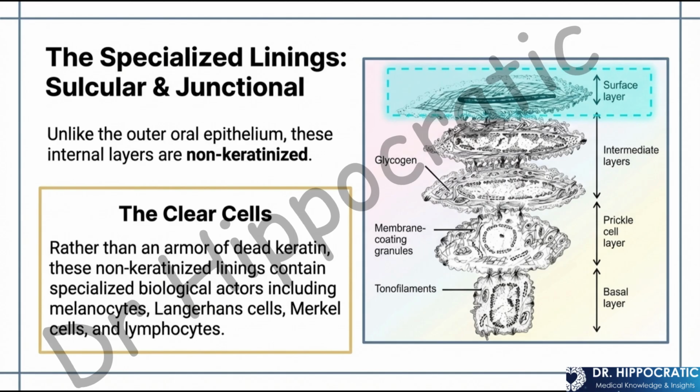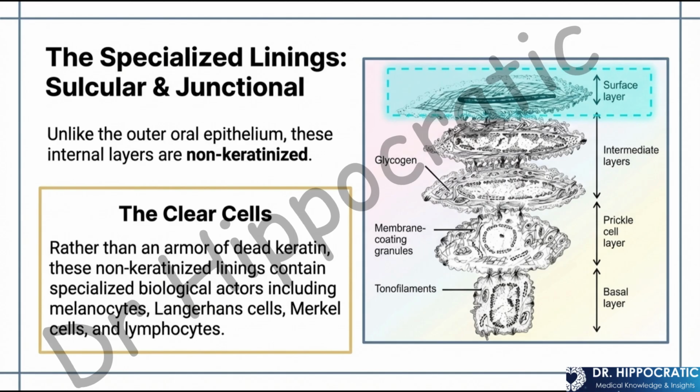Okay, let me read the text box on the slide titled The Clear Cells. It reads, rather than an armor of dead keratin, these non-keratinized linings contain specialized biological actors, including melanocytes, Langerhans cells, Merkel cells, and lymphocytes. Because the sulcular and junctional epithelia don't waste energy synthesizing mass quantities of keratin and don't undergo cornification, the tissue remains soft, viable, and metabolically active all the way to the surface. Well, it's alive. Yes. This creates a permeable environment that allows these clear cells, which are non-keratinocyte cells, to inhabit and patrol the epithelial layers.